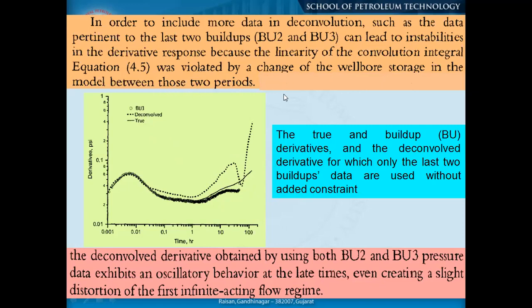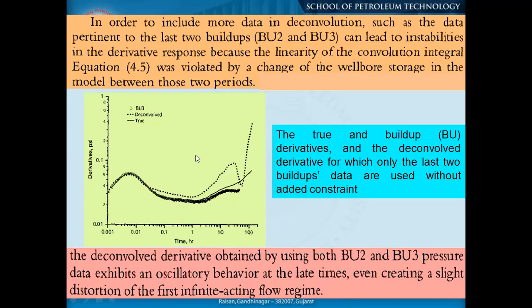So we have discussed earlier that in the second build-up we have some available storage effect that is now distorting your derivative at the end. So when we go for this, the deconvolved derivative obtained by using both BU2 and BU3 pressure data exhibits an oscillatory behavior at late time, even creating a slight distortion of the first infinite acting region. You can see here the first infinite acting domain is also creating certain disturbance. It is not matching exactly.